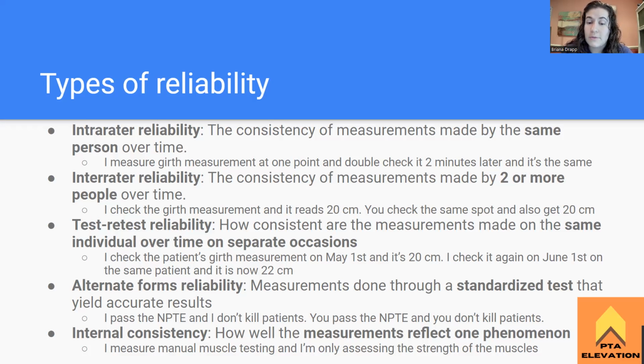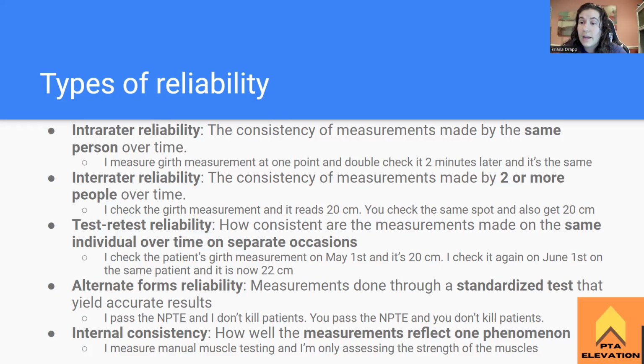So the alternate forms of reliability is like measurements done through a standardized test. So we're thinking like the GRE, the SAT, the ACT, the NPTE would be one of them. If we're measuring people through a standardized test, it would be a form of alternate forms of reliability. So for example, I passed the NPTE, I don't kill anybody.